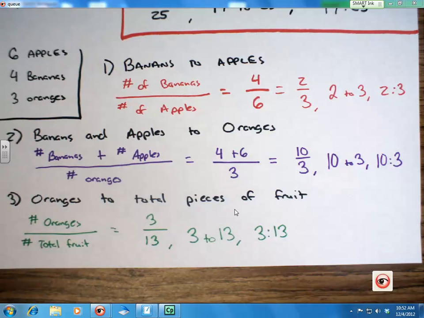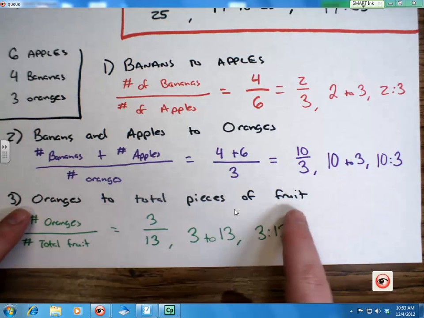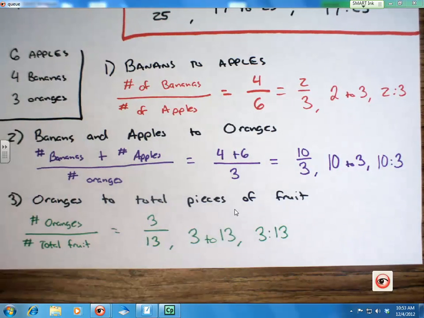The only thing I want to be sure and remind you about is whatever word comes first, like on number 3 when it says oranges to total pieces of fruit, since your oranges came first, they have to be in your numerator. Okay, so make sure you do that whenever you are doing your work on your page. Okay? Let's real quickly, any questions on how we do that? It's pretty straightforward, but let's real quickly take a look at one of your worksheets.